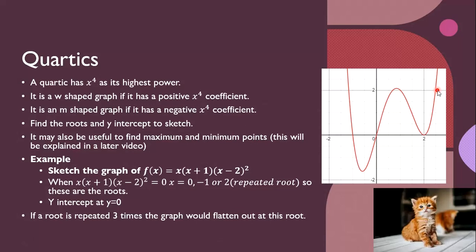If a root is repeated 3 times, the graph would flatten out at this point. So kind of like the graph of just x cubed, where that's got a triple root. How it flattens out in the middle, it kind of goes.